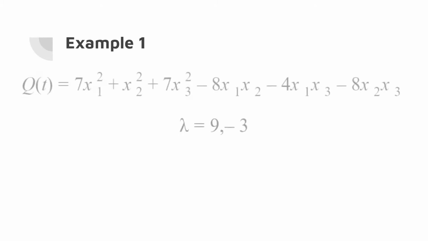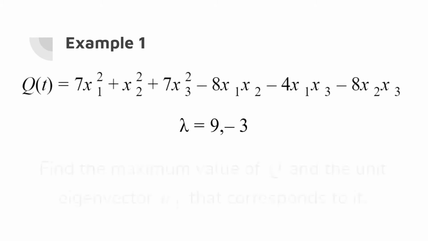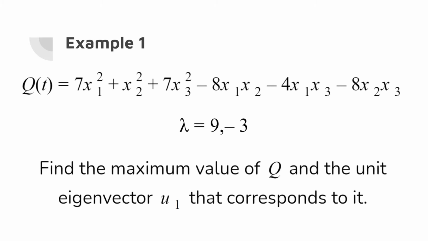To find Q subject to x transpose x equal to 1, as the following with eigenvalues 9 and negative 3. Find the maximum value of Q and the unit eigenvector u1 that corresponds to it.